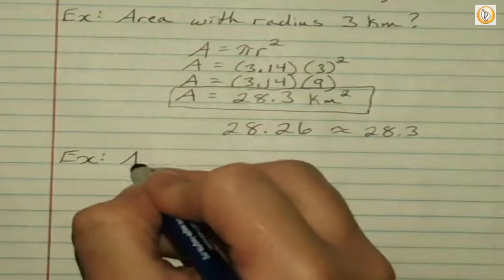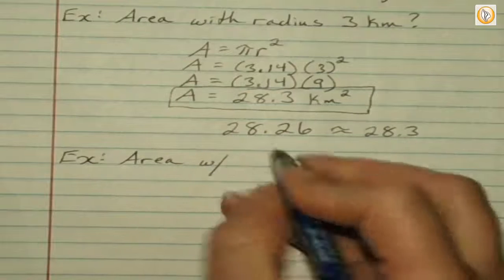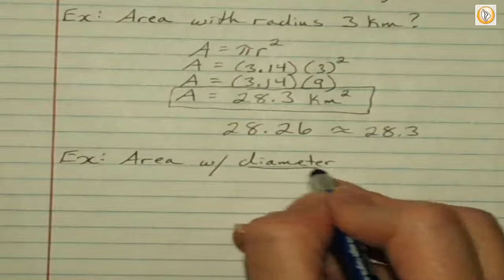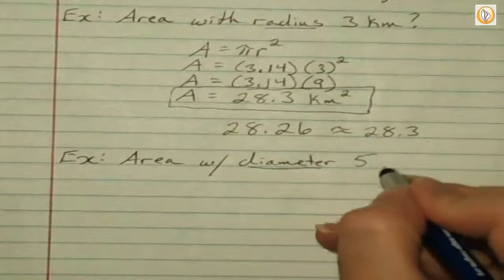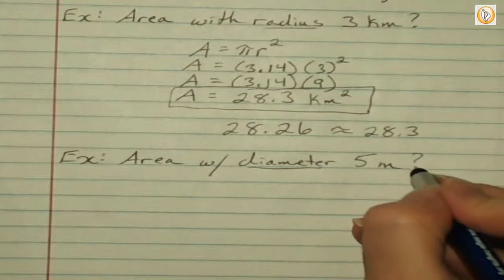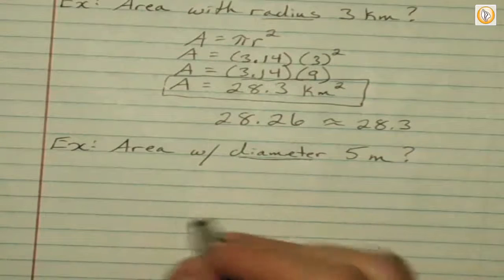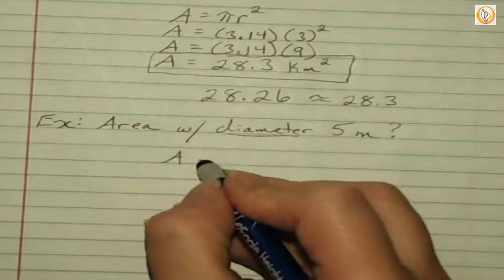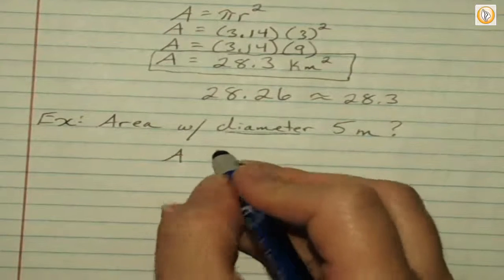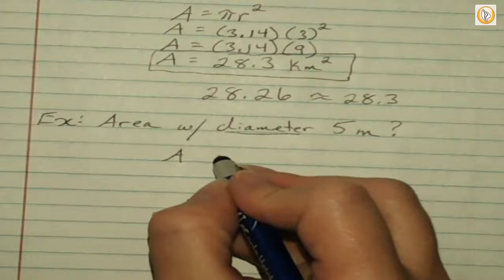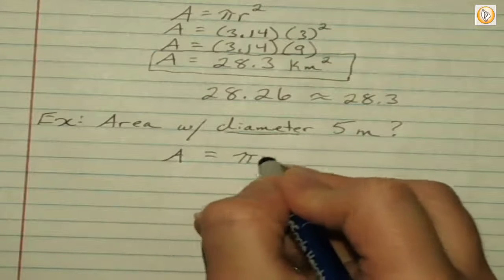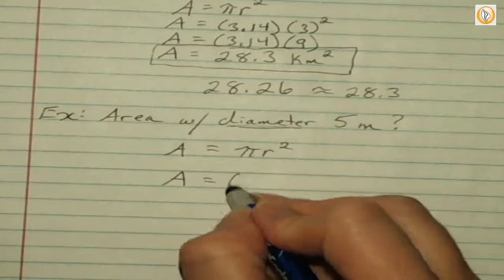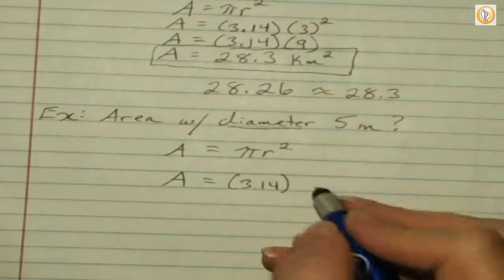What if I'm looking for the area with diameter? This time diameter 5 meters. Izzy, what's my formula? A equals pi r squared. Good job. All right. Izzy, what's pi? And what's my radius?